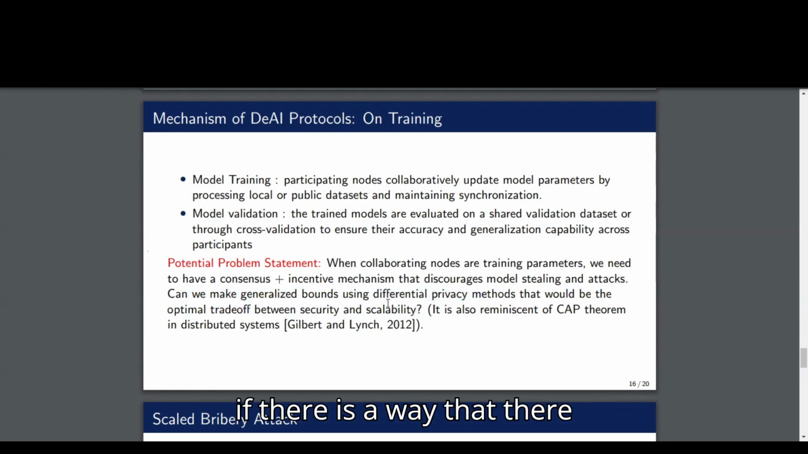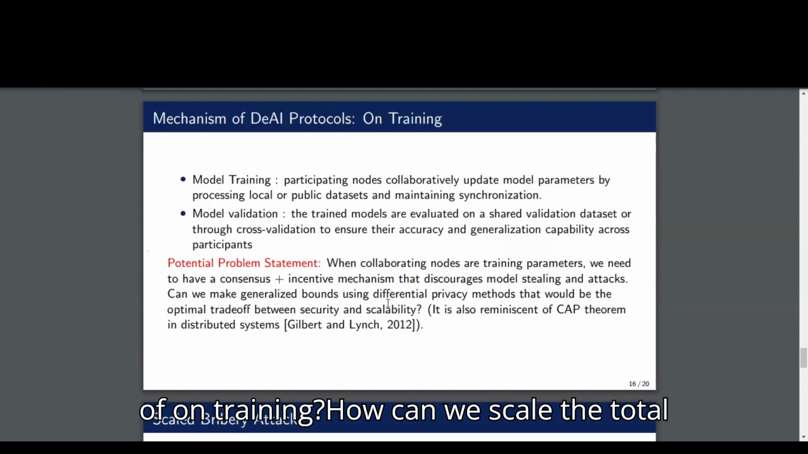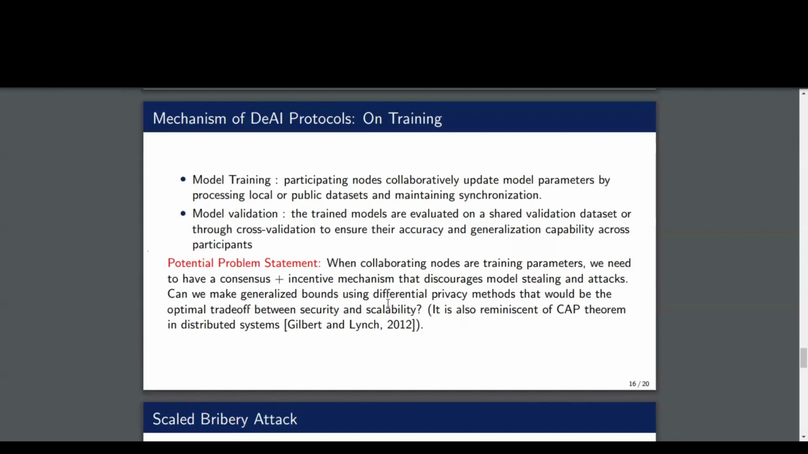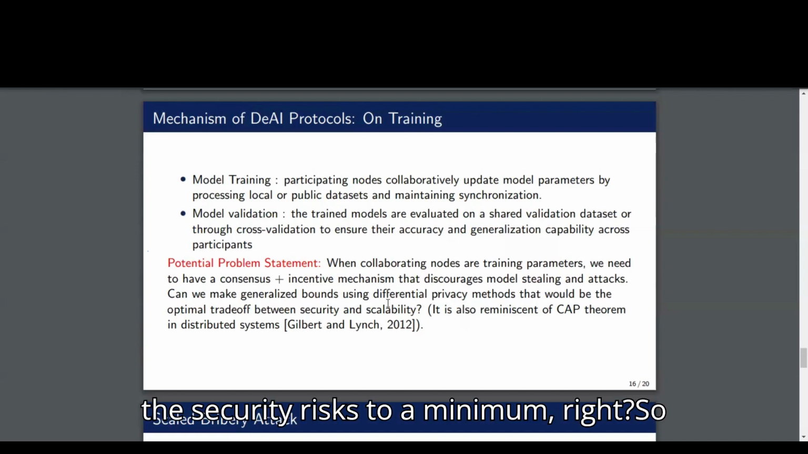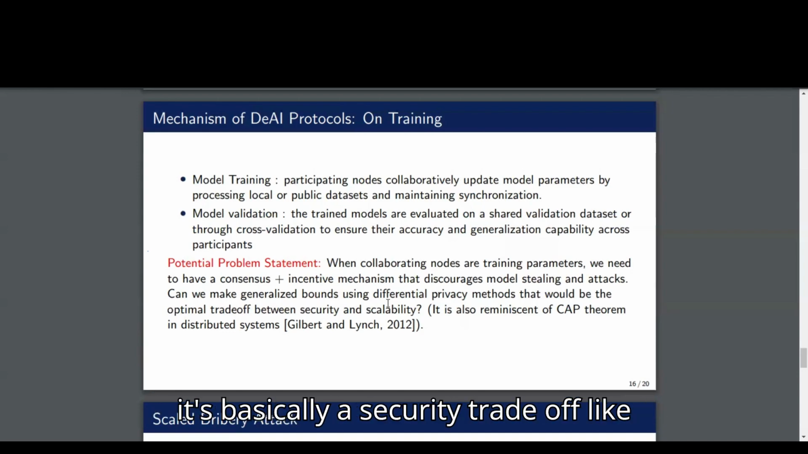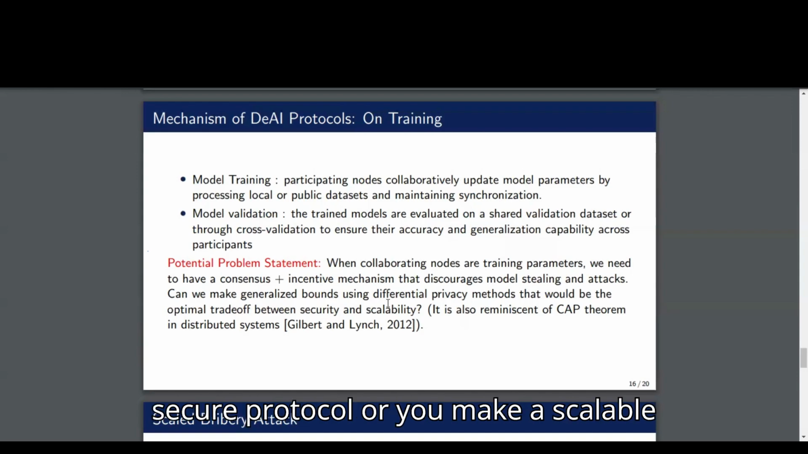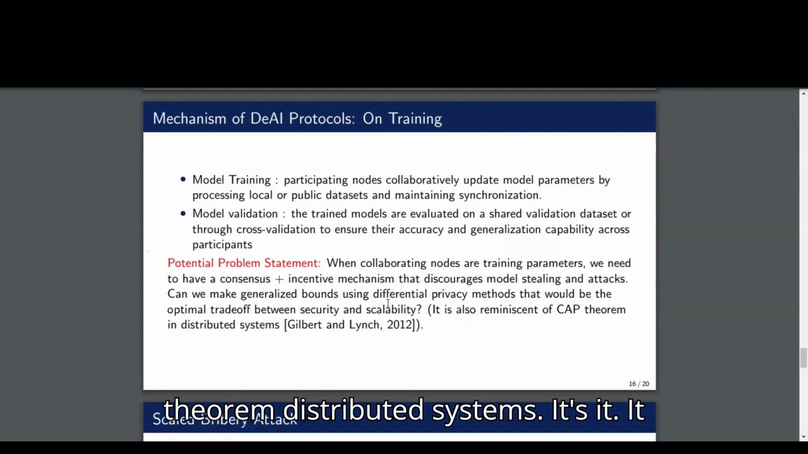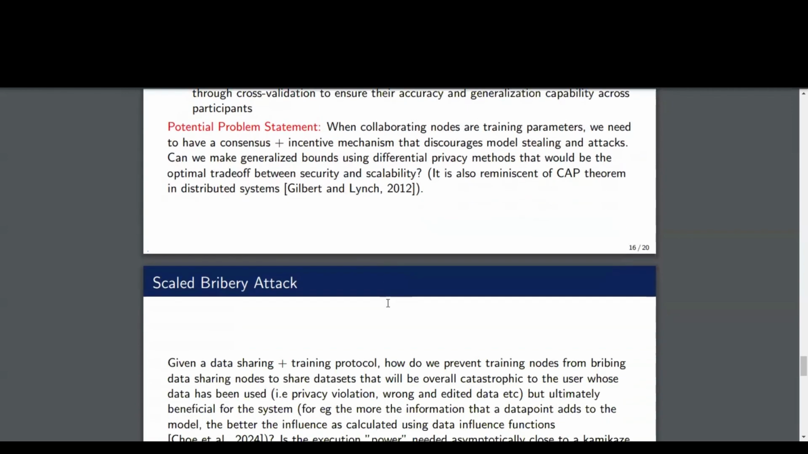How can we scale the whole idea of on training? How can we scale the total number of trainers while at the same time keeping the security risks to a minimum, right? So it's basically a security trade-off right there, where either you make a secure protocol or you make a scalable protocol, right? Which is basically, as I've written it right here, the CAP theorem in distributed systems. It reminds me at least of that.